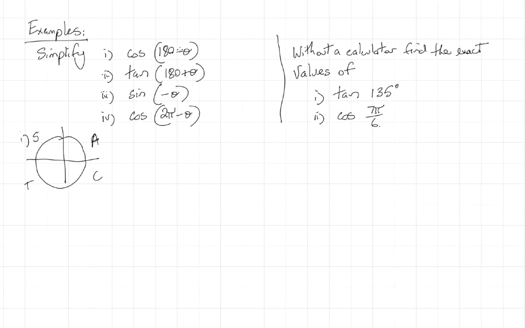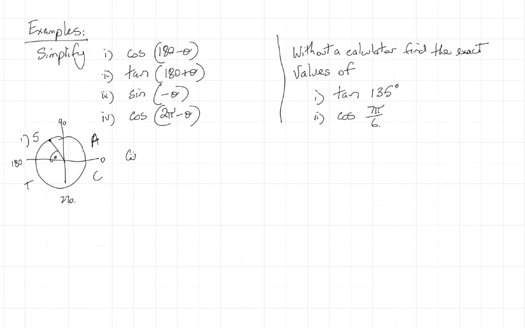Okay, now we've got 180 minus theta. So we're working in degrees. So we've got 0, 90, 180, 270. So 180 minus theta means going back and then coming back theta. So there's 180 minus theta is there.